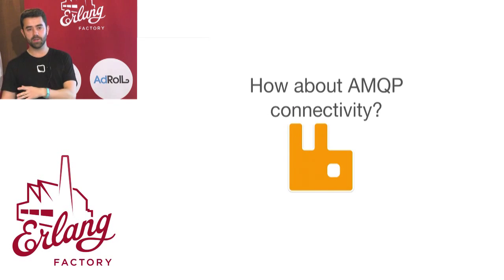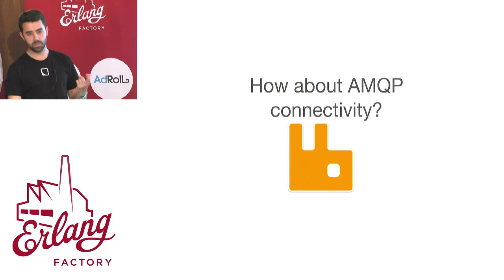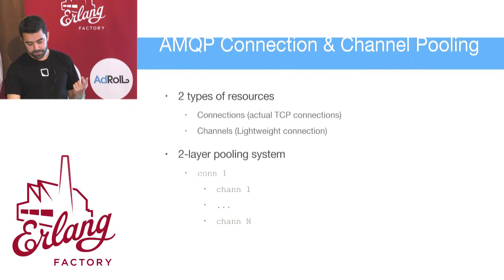But how about AMQP connectivity? In the AMQP world, we've got connections and channels. Connections are TCP connections, and channels are lightweight processes that live within those TCP connections. So they are all multiplexed onto one real TCP connection.